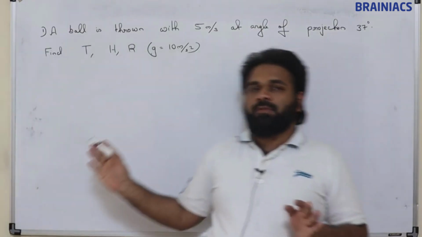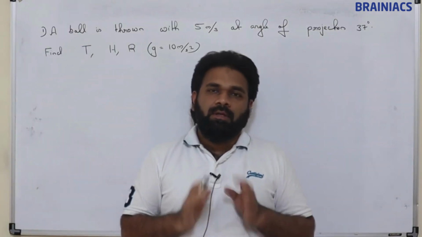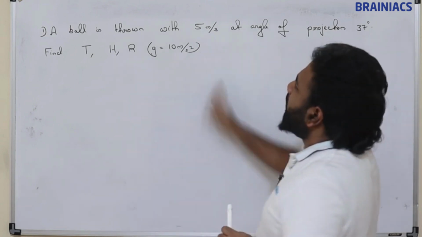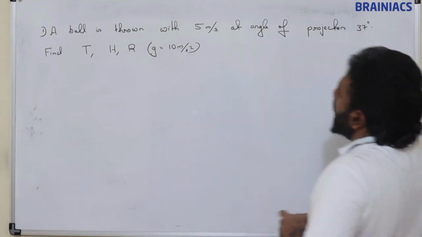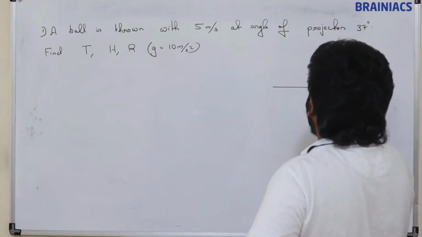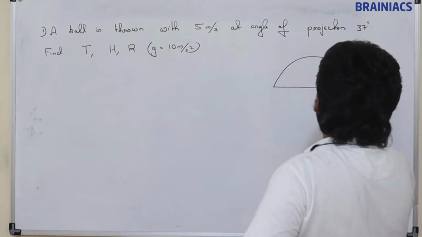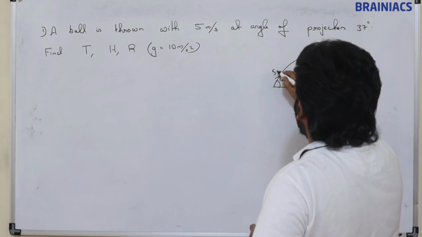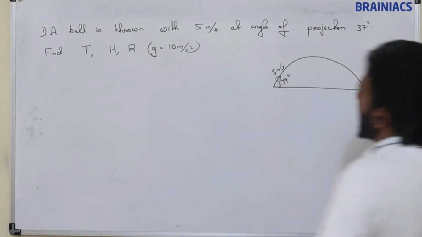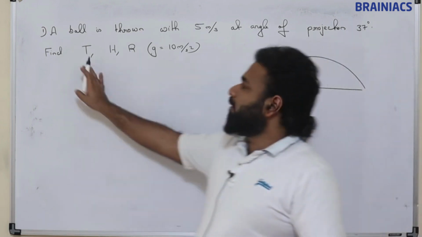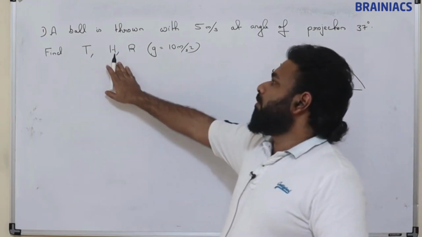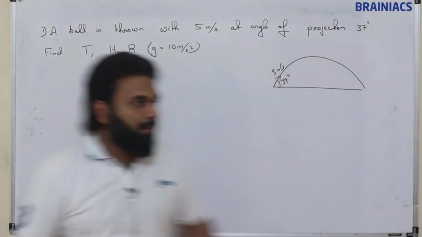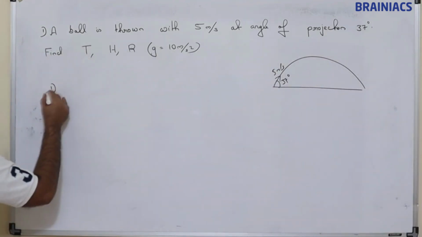So first question is a direct question, nothing tricky, nothing to think about, just direct application of formulas. A ball is thrown with 5 meter per second at an angle of projection 37 degree. So this is 37 degree, this velocity is 5 meter per second. We are asked to find time of flight, maximum height and range. So first one, time of flight.